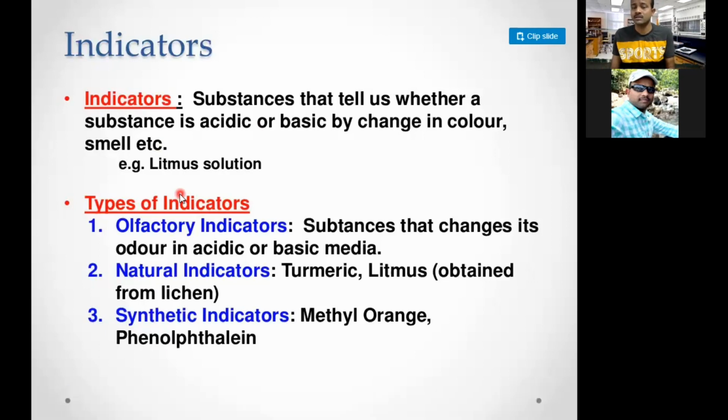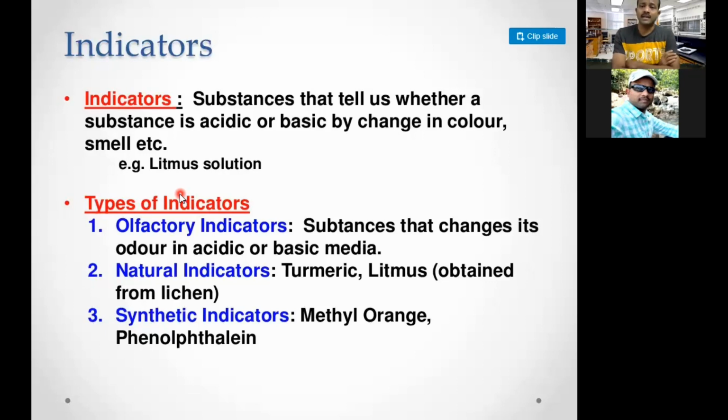Some natural indicators also exist. Turmeric is also a natural indicator. Litmus is also a natural indicator. Okay. So when you add acid to turmeric, there is no change in color. Okay. When you add turmeric to a base, the turmeric color changes from yellow to reddish. So by this color change, we come to know the acid will not give any color with turmeric. The turmeric color remains the same. Okay. When you add turmeric to the base, it will give a reddish color.